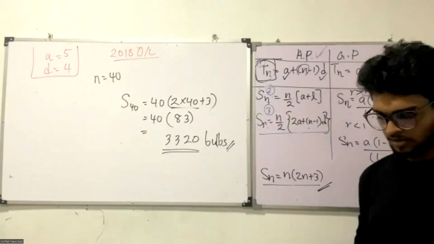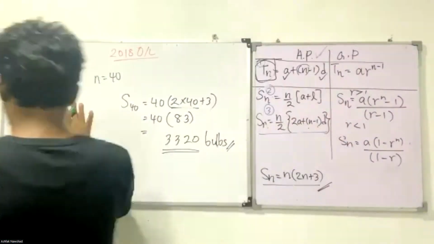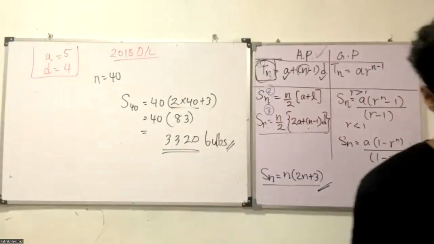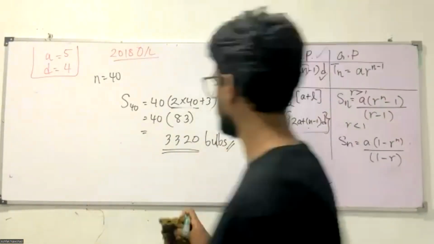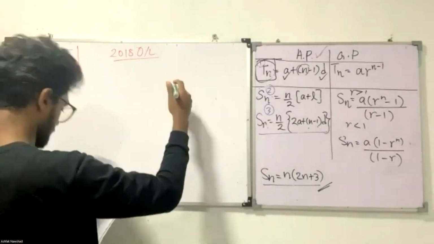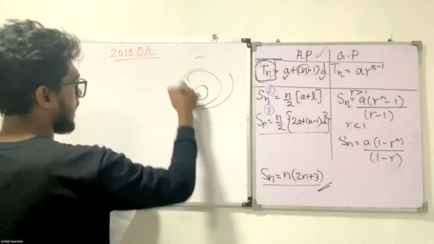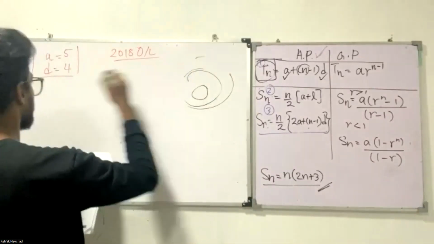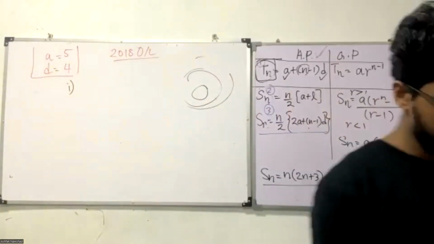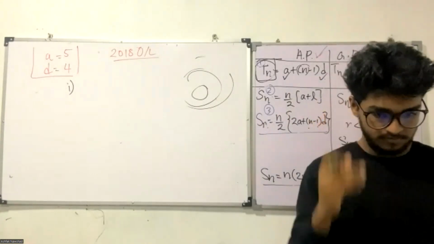Good. Now, the Roman number 4. Listen to this carefully. Let's see Roman number 4. We know there are 40 circles. Yes, we know there are 40 circles. And we know we found the number of bulbs in the 10th circle. How many bulbs were there in the 10th circle?